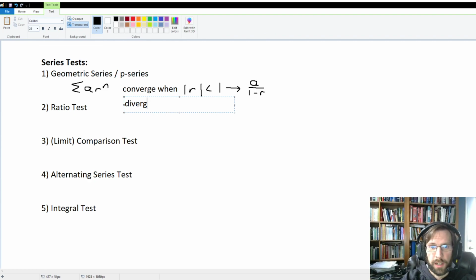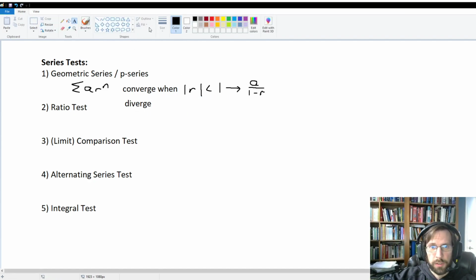We also know when they diverge. Geometric series will diverge when the absolute value of r is bigger than or equal to 1. Okay, so that takes care of geometric series.